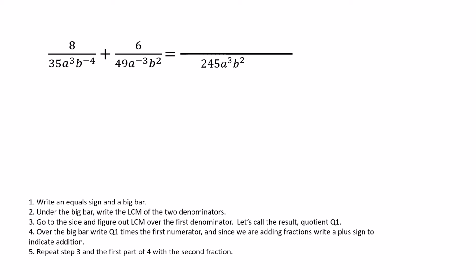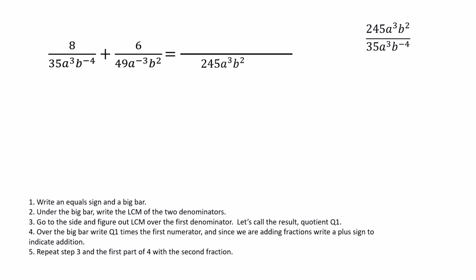And after that, the process is still the same. That is common denominator over the first denominator. Now, do you see why I do not phrase it as how many times it goes in? 35 a cube b to the negative 4 goes into 245 a cube b square how many times? That would be impossible to figure out in your head. So that's why get into the habit of going to the side and writing down common denominator over the first denominator or the second denominator, as the case may be.